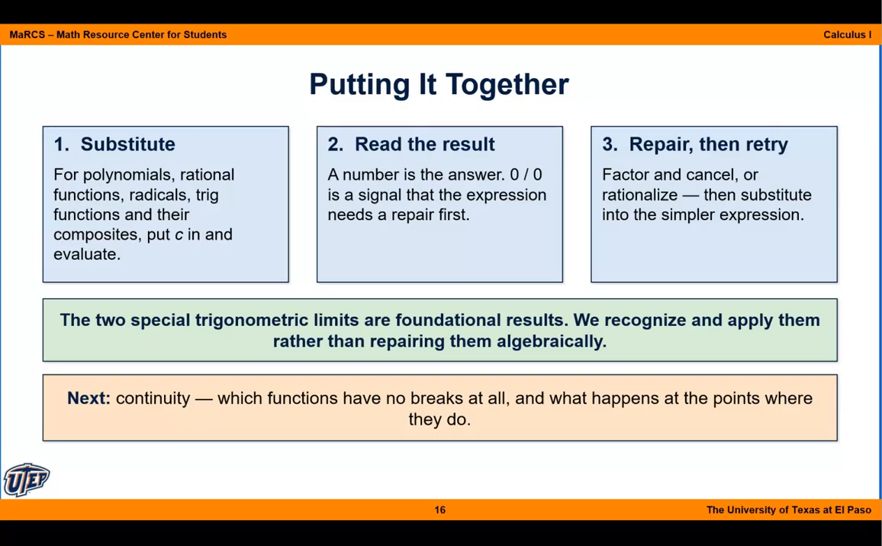Let's put the main ideas together. Begin with direct substitution. Polynomials, rational functions with non-zero denominators, radicals, trigonometric functions, and appropriate composite functions. Substitute the value being approached and evaluate. Next, read the result carefully. If substitution gives a real number, that number is the limit. If it gives 0 over 0, the expression needs another step. To repair 0 over 0, factor and cancel or rationalize, then substitute into the simpler expression.